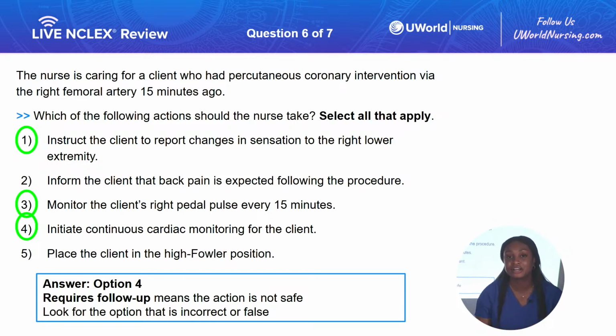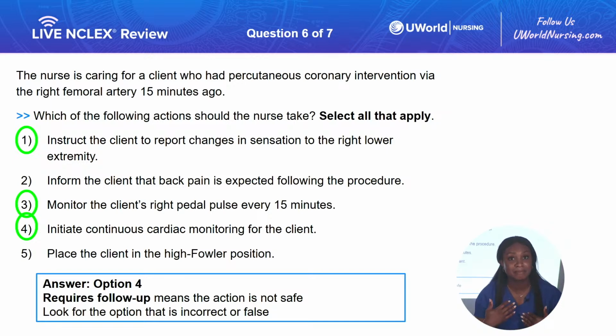So being on a cardiac monitor while they're going through a huge artery and a huge blood vessel, that's something that we would definitely want to do. Option 2 is incorrect. Inform the client that back pain is expected. This would actually be a complication.